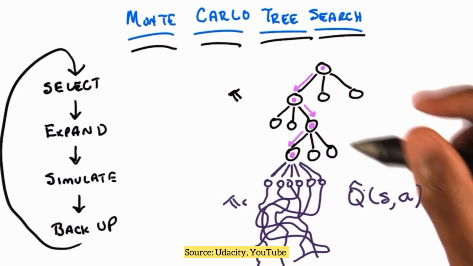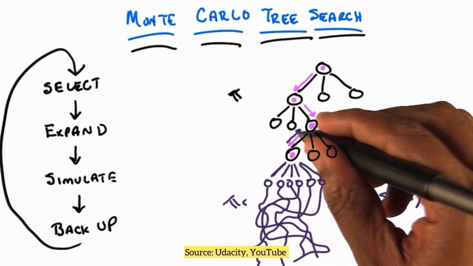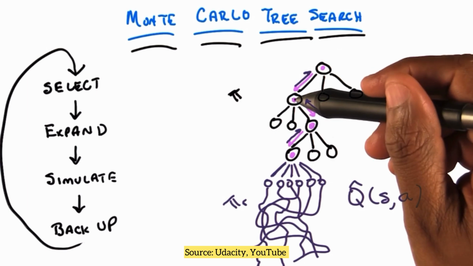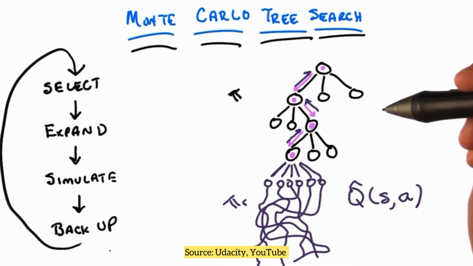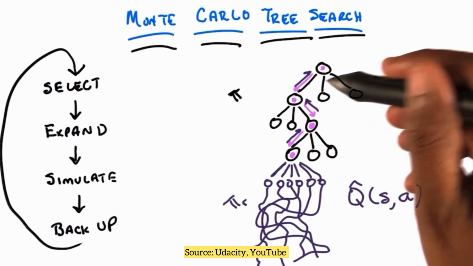But by the way, it does more than that. Now that I have an estimate of the Q function for this state, backed up from here, I can actually back up information all the way to the top. And that updates the estimate of this particular node, and this particular node. So now that I have that, I back everything up and I can just do selection again. Now this time around, because I've changed my estimates of the Q functions along the way, I might want to make a different selection.